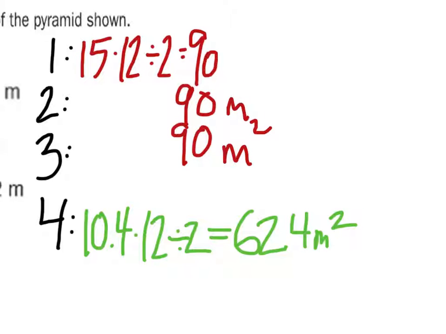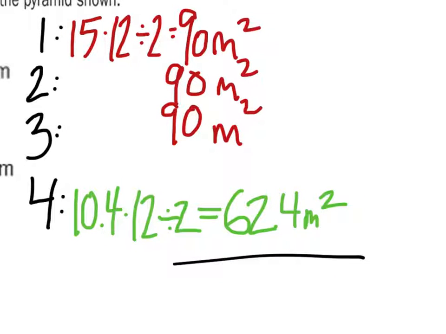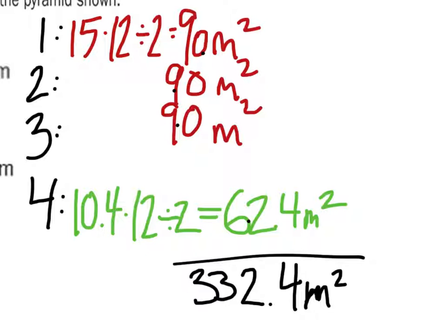Okay, now I'm going to go and label all these other ones. I didn't have enough space before, so let's go and label those. Final thing we need to do is just add all these together. And so we have 90 plus 90 plus 90 plus 62.4, and that gives us 332.4 square meters. And that's our answer.